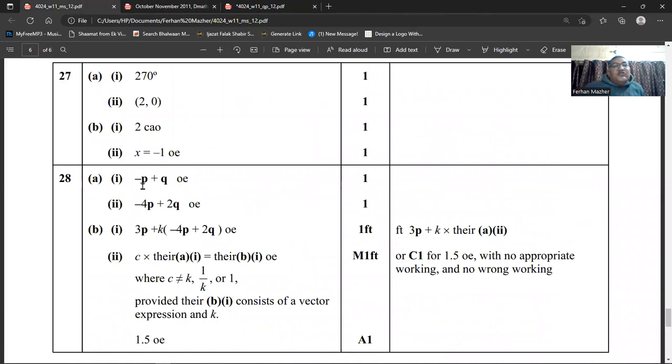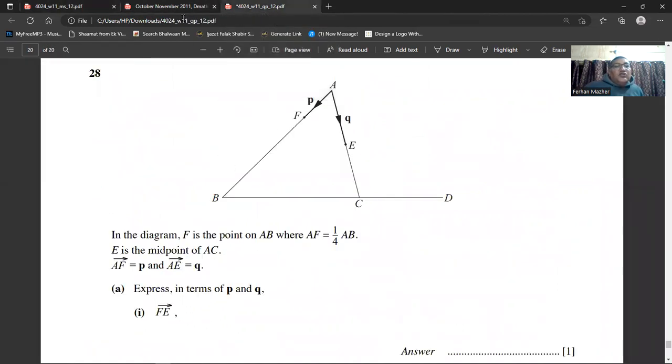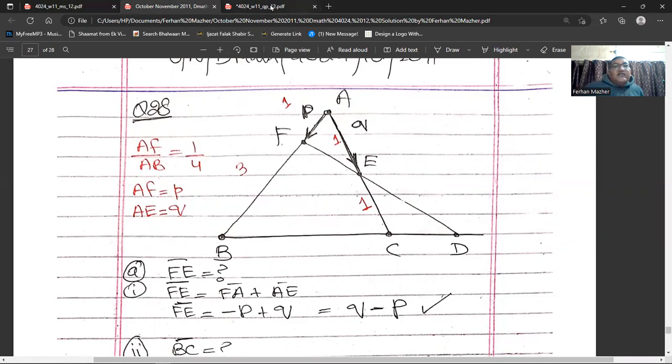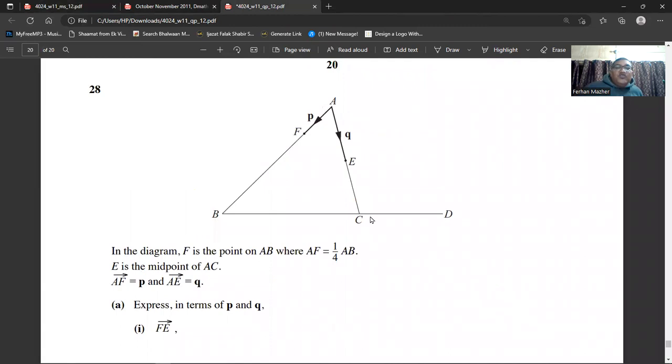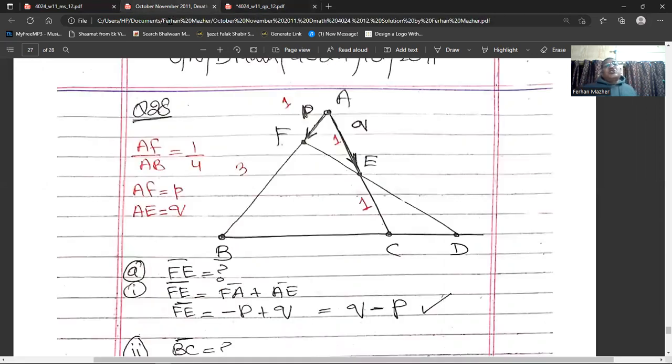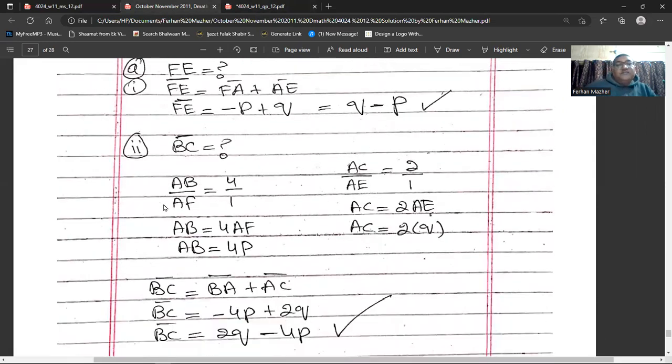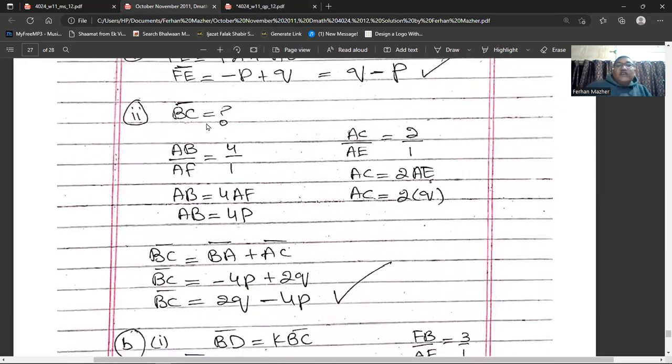Q minus P. So our answer is right, sir. Okay. So our answer is right. Then they say BC, from B to C. So if you want to find out B to C, from B go to A, from A go to C. B to A will be -4P and A to C will be +2Q. Okay. So B to C is the question.